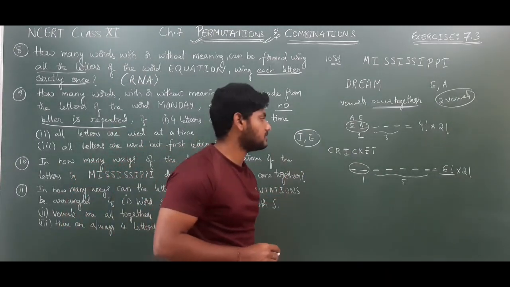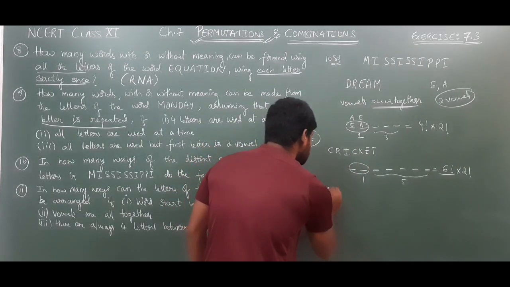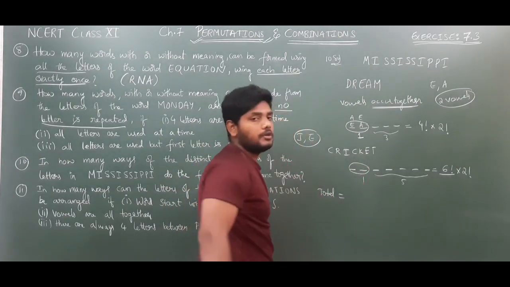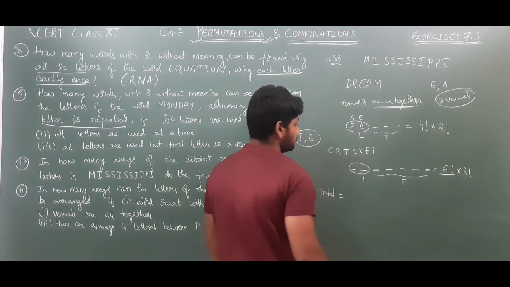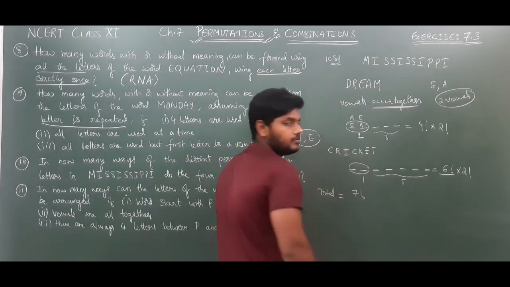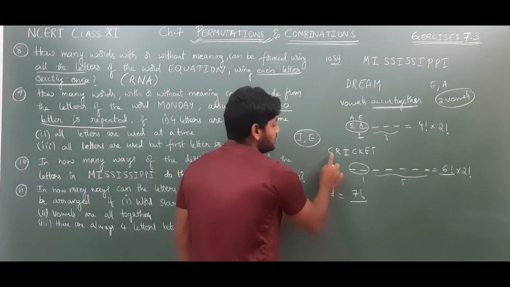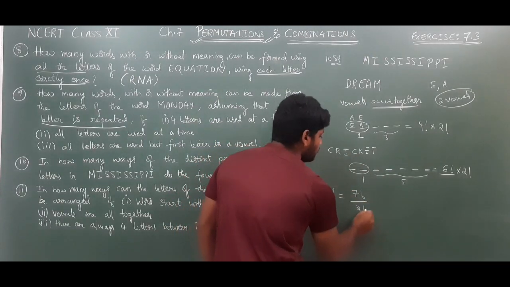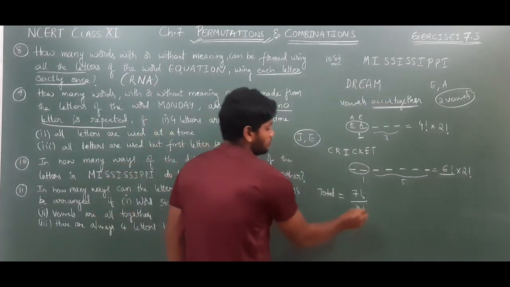Here I will tell the case. So by using this cricket, what is the total number of permutations? See, how many letters do we have? 1, 2, 3, 4, 5, 6, 7. So 7 factorial, 7 letters are there, 7 factorial divided by C repeated 2 times, 2 factorial. 7 factorial by 2 factorial is the total number of permutations.